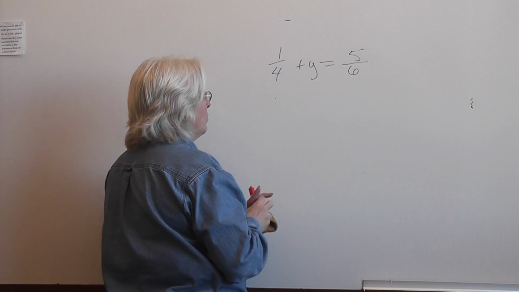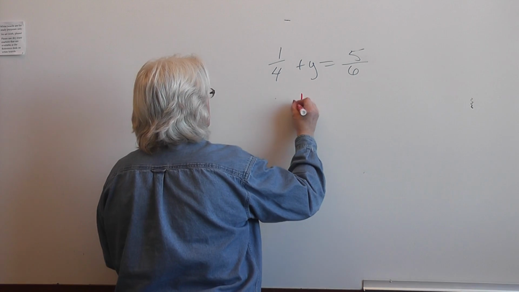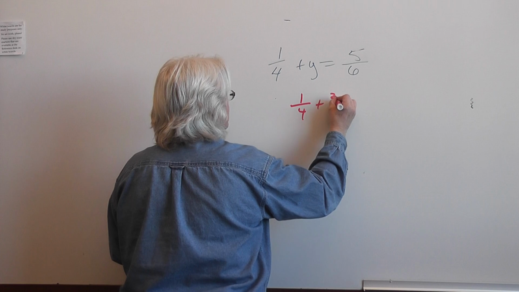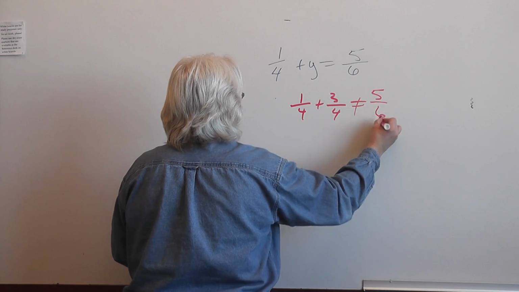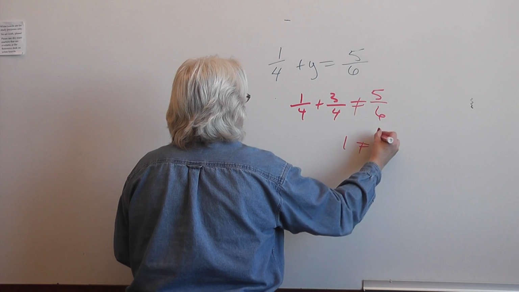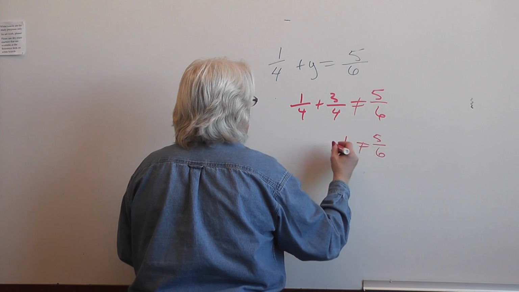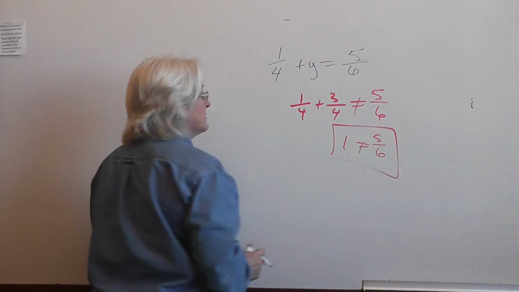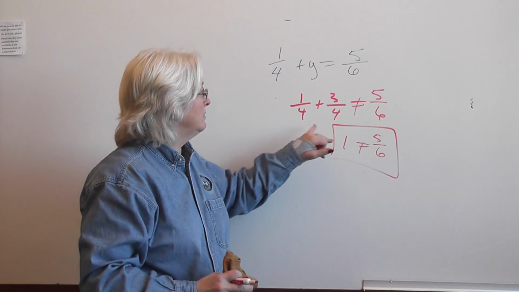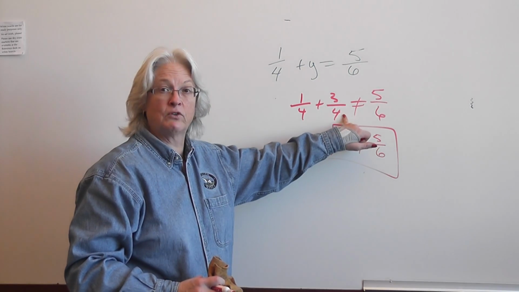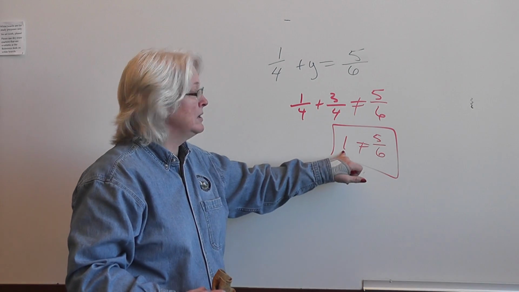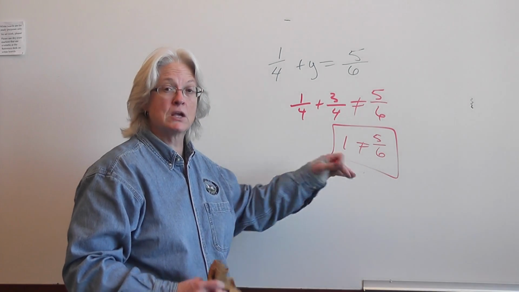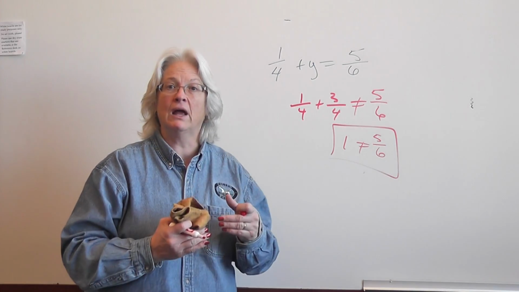Because 1/4 plus 3/4 is definitely not equal to 5/6, is it? So this procedure right here, where you take the value that you arrived at for your variable, that's how you go back and check it. You take the time to check your solutions, and your error rate will go way down.